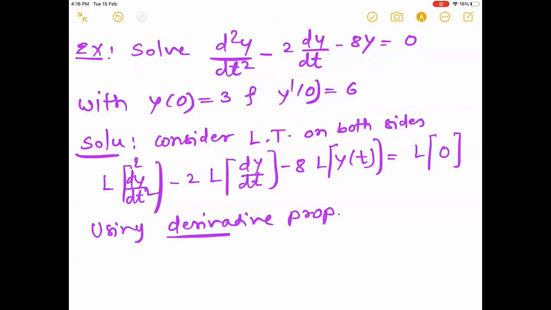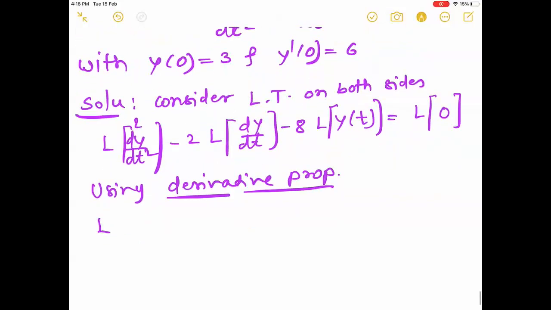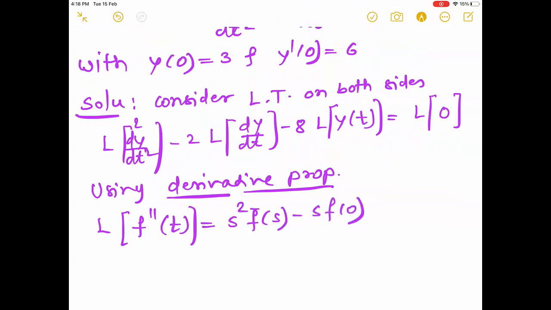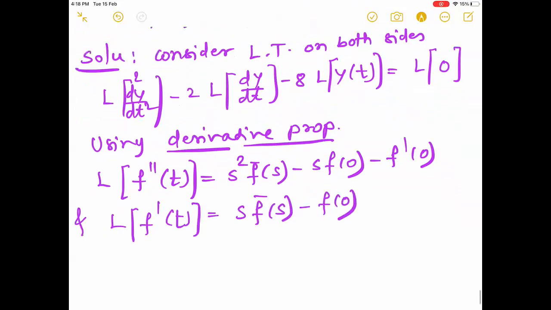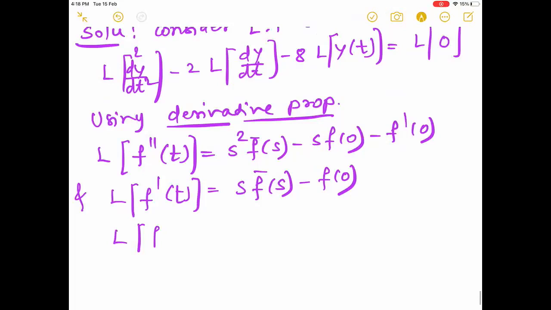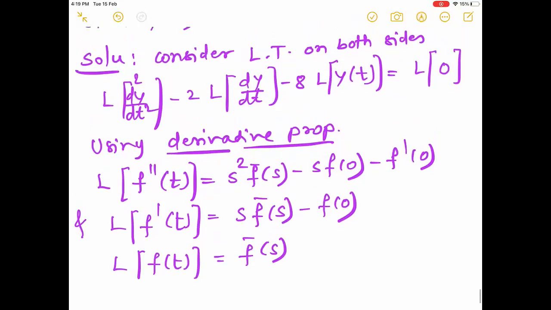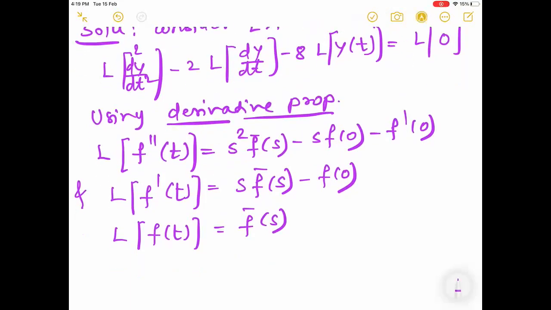of the Laplace transform, what is that derivative property? Laplace transform of the double derivative, f double dash t, the answer we have written is s square f bar s minus s into f of 0 minus f dash 0. This property I have already given you. And Laplace of single derivative is s into f bar s minus f of 0. And of course Laplace transform of f of t is nothing but f bar s. So here instead of f, this is given as y.